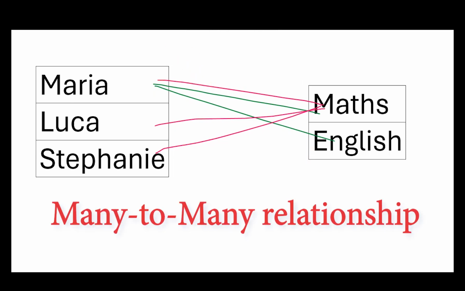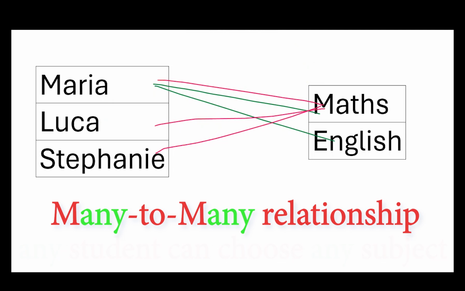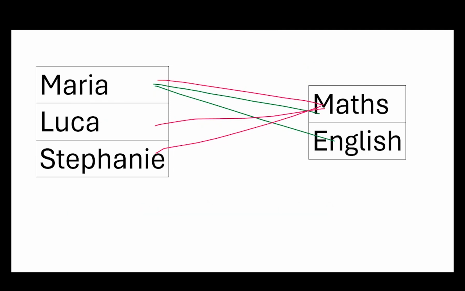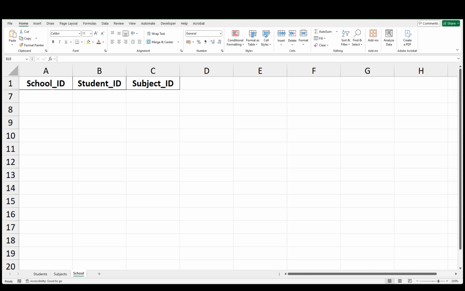To understand it better, think of it this way: any student may choose any subject available. The lines show a web of connections going both ways, and that's exactly what a many-to-many relationship looks like in a database. To manage all those links neatly, we use a special table called School. It sits in the middle and keeps track of which student is linked to which subject.